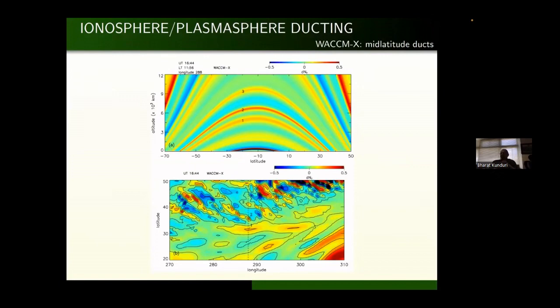And that's what I meant when I talked about a duct lasting 2 hours: for a half hour in the exact same location, based on the observations. Yeah.